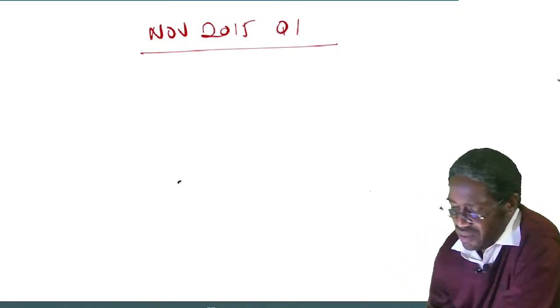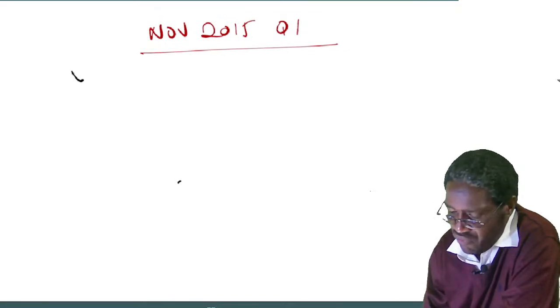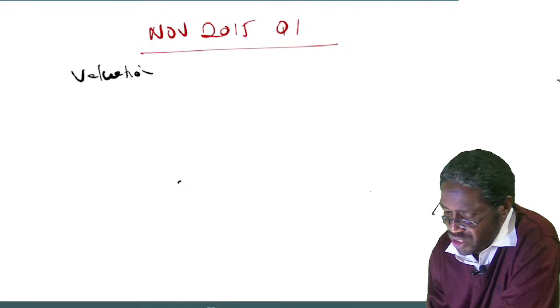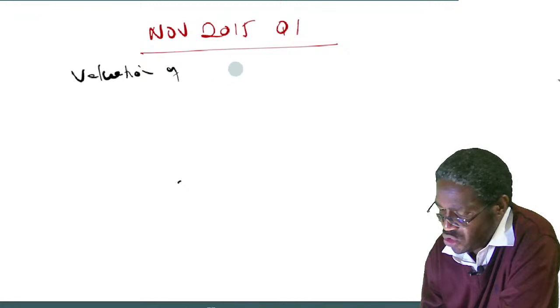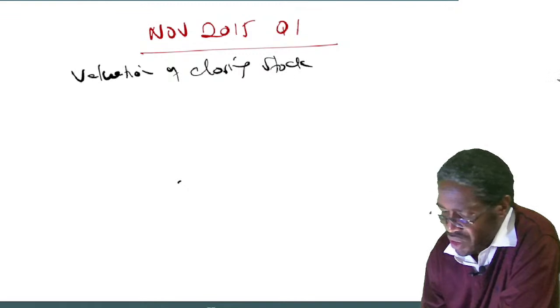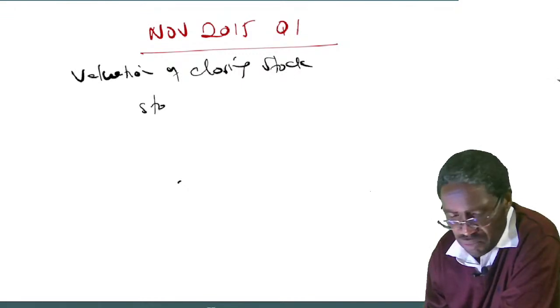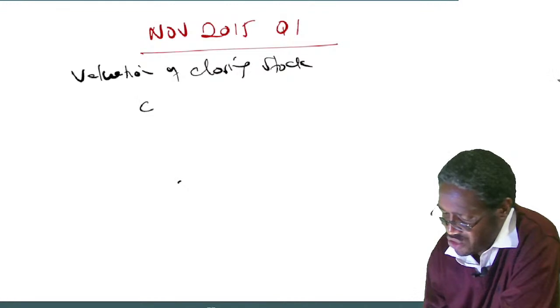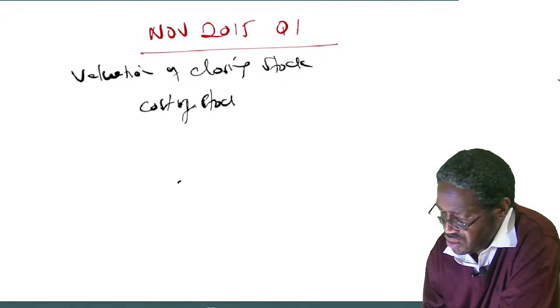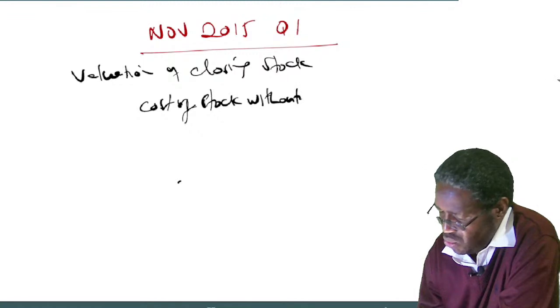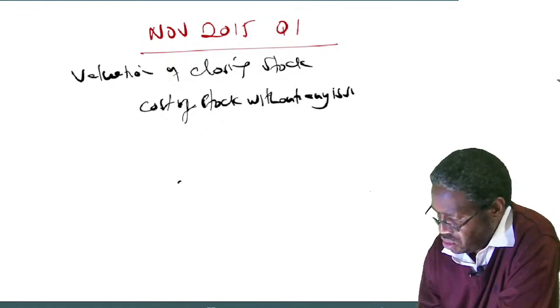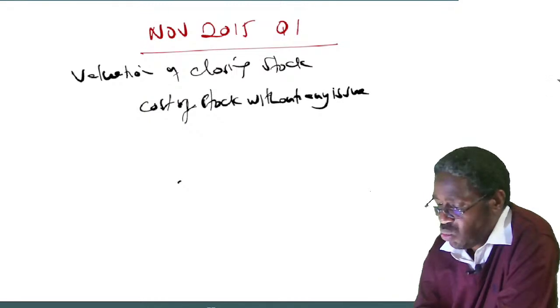Below there, write valuation of stock. Now we want to know the valuation of closing stock. Then you come and say cost of stock. Put it that way. Cost of stock without any issue.